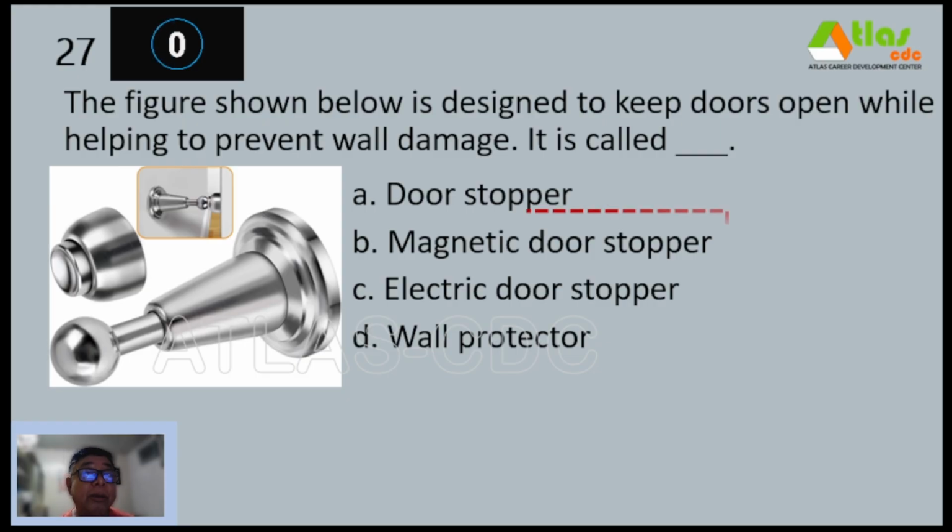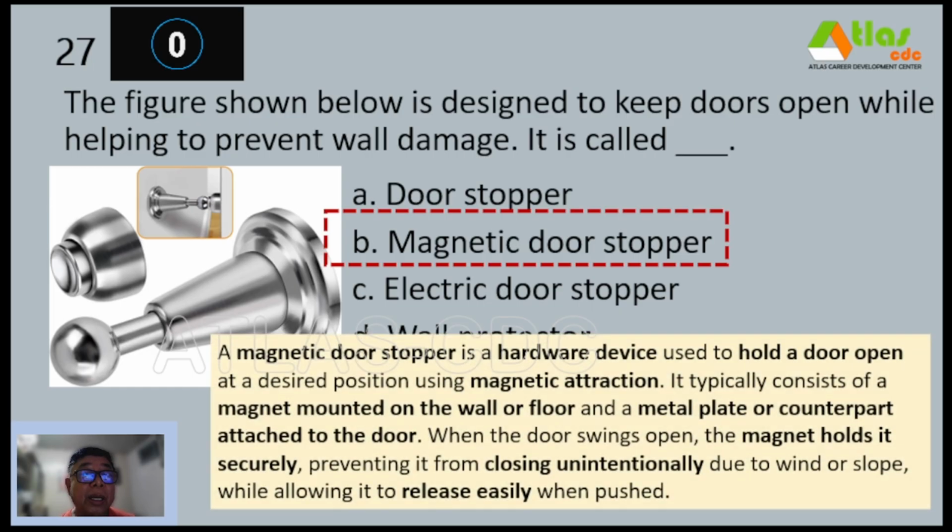And our correct answer is letter B, magnetic door stopper. A magnetic door stopper is a hardware device used to hold the door open at a desired position using magnetic attraction. It typically consists of a magnet mounted on the wall or floor and a metal plate or counterpart attached to the door. When the door swings open, the magnet holds it securely, preventing it from closing unintentionally due to wind or slope, while allowing it to release easily when pushed.